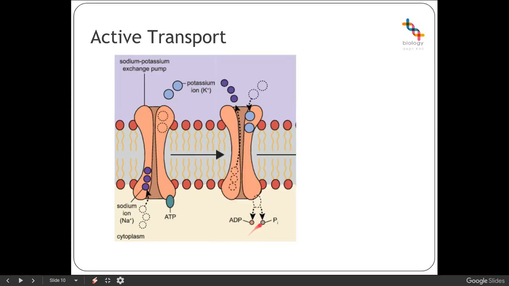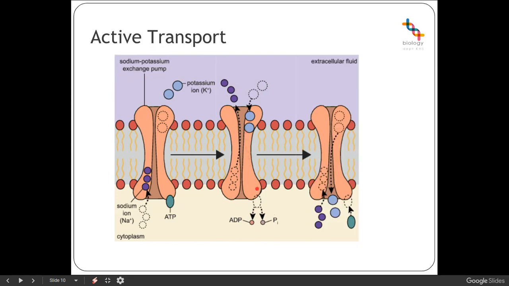Once that has occurred, we've released our phosphate from our ATP and caused our conformational change. We've released our sodium ions, and this is why it's referred to as an exchange pump, because at the same time we have our potassium ions coming across to the other side of the pump. And then it's ready to start again. We've got more sodium ions waiting to come and bind, and another ATP molecule coming along.